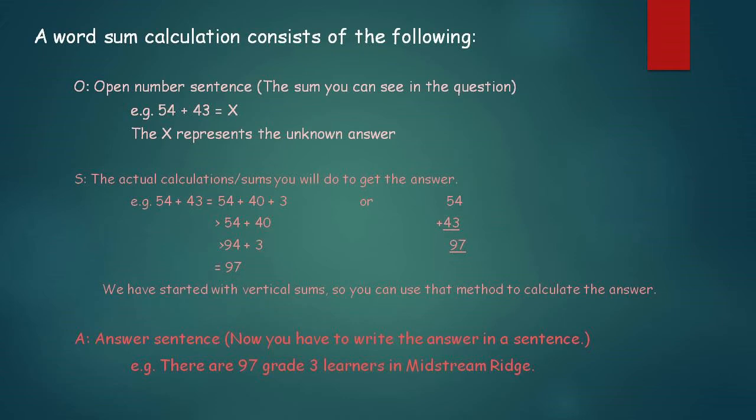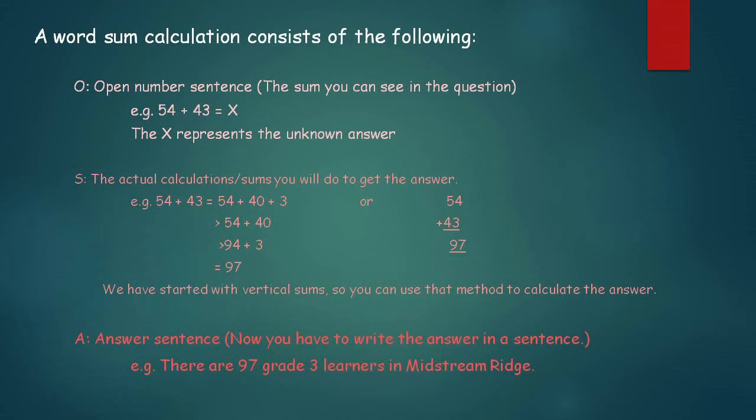Word sum calculations consist of the following. So how do we do an actual word sum? So the first part we have is O. Now that is the open number sentence. So this is the sum that you can see in the question. In other words, what is this story or the question telling you to do? And that is where we look for our keywords like less and more, double and half, times, each, so that we know what we are supposed to do.